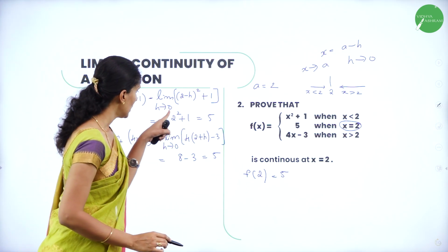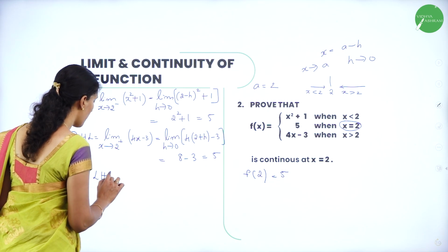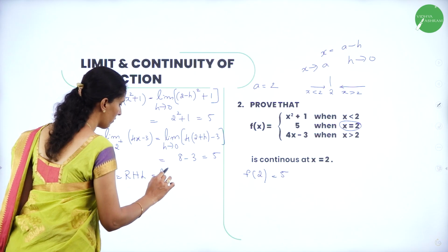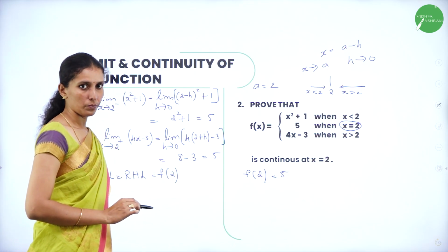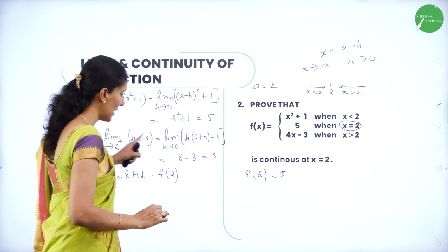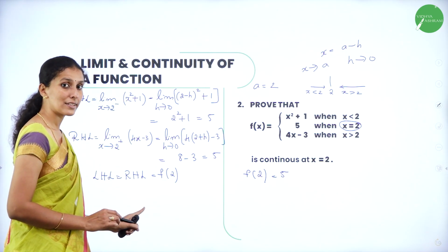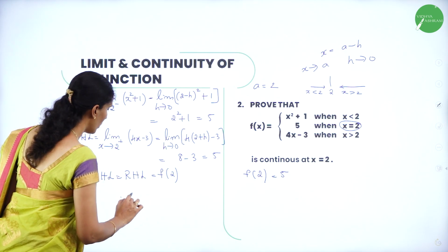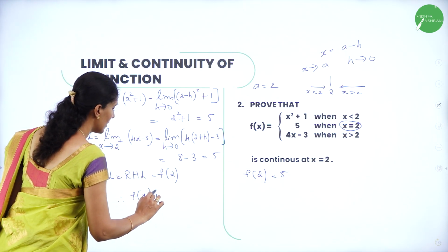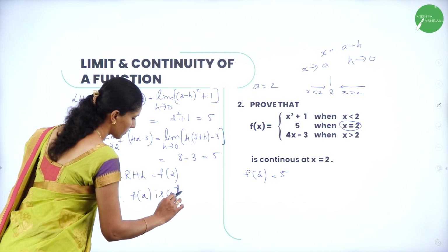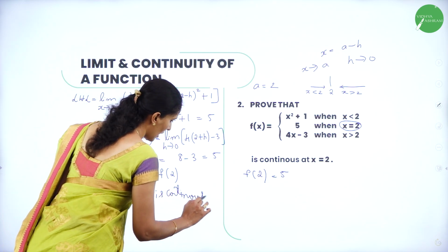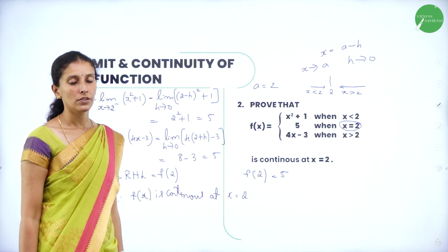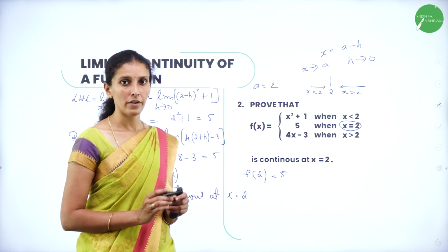You can see the left hand limit is equal to the right hand limit, which is also equal to the functional value f of 2. f of a also exists. Left hand limit and right hand limit also exist, and they are equal. So therefore, what we can conclude is f of x is continuous at x equal to 2. So this is how we can find the continuity of a function.